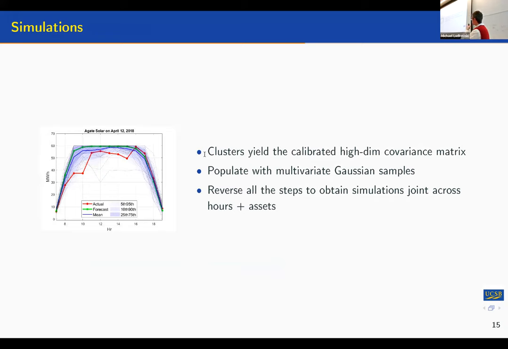All right, so here's what comes out. I want to get to the risk allocation at the end of the talk. So this is the output of this whole procedure. Here's a typical example. This is a given day, and the green is the forecast.